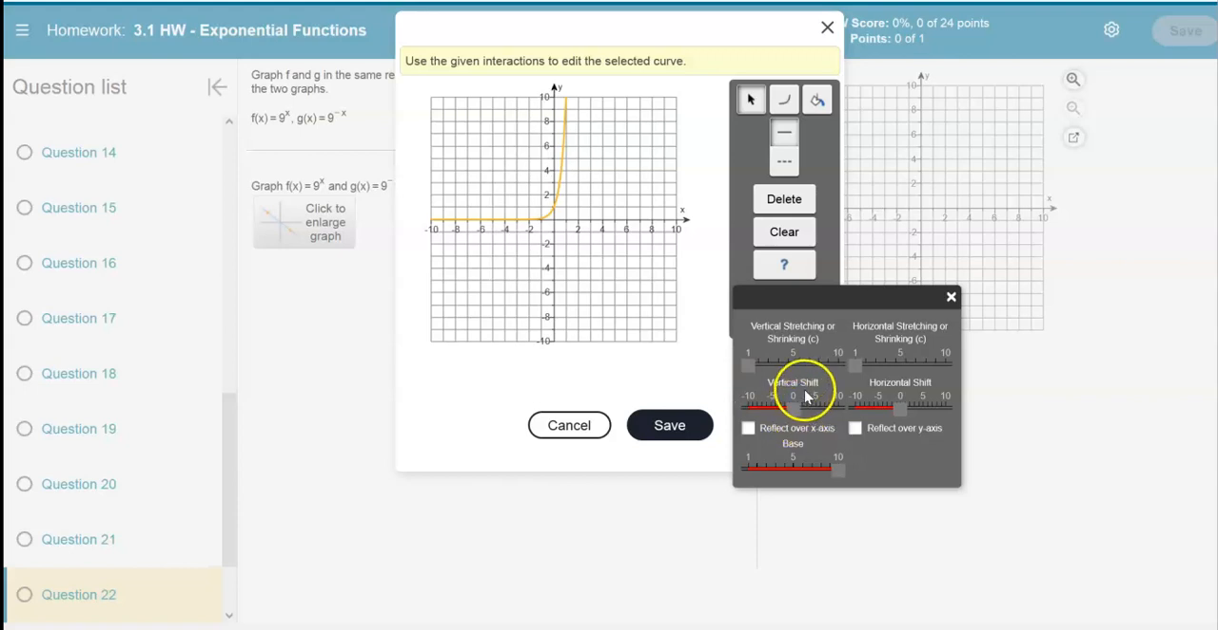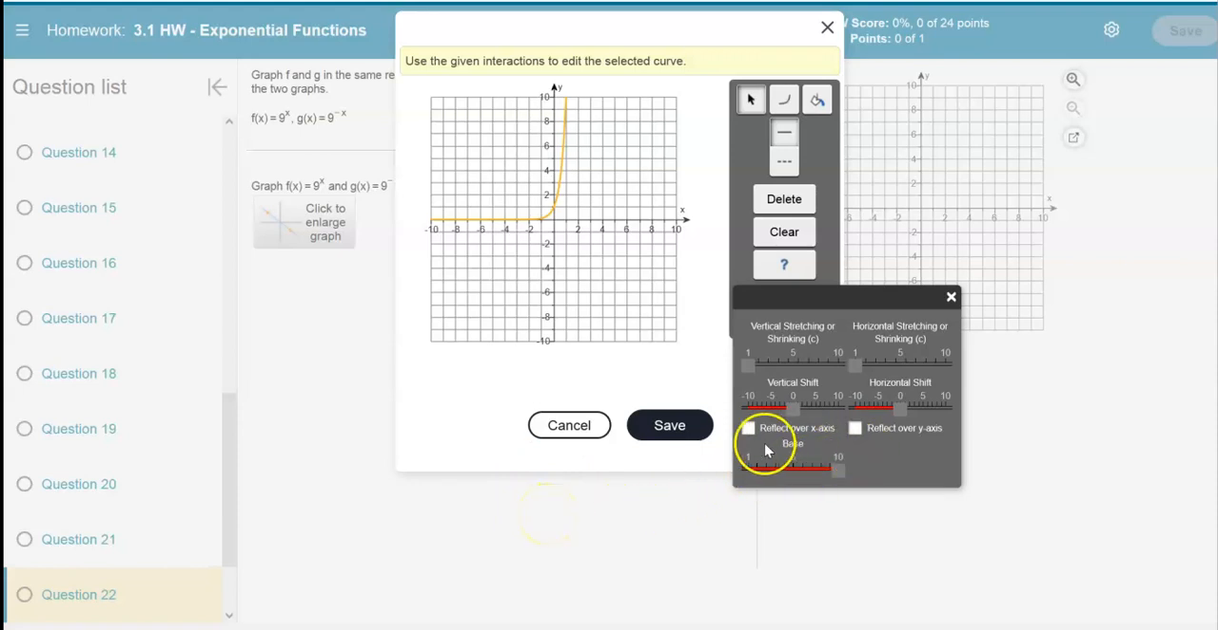They did give us the option of doing a vertical or horizontal shift, but we're not doing either of those. That's when you add or subtract outside the exponential, or add or subtract to the x value. But they do give us the option to reflect over the x-axis and reflect over the y-axis. We know our next graph is going to reflect over the y-axis. Oh, it just switched for me, so I don't want to do that either. Let's get rid of that because I have to graph both functions, right?